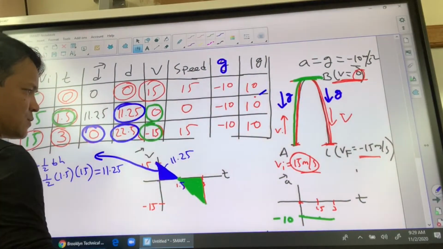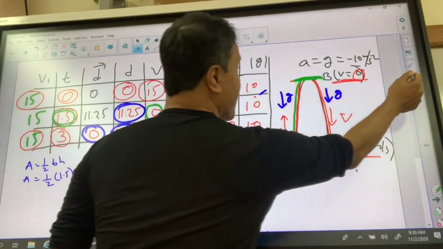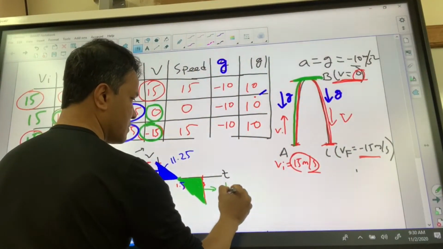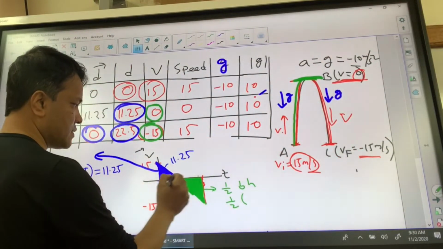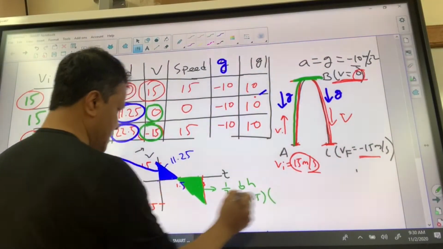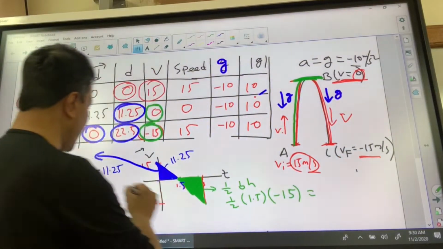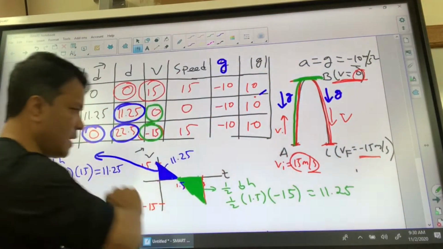Now we're going to calculate this one. I'm going to use, of course, green. So half BH. B is the base, which here is 1.5. And H is the height. The height is negative 15. So it's negative 11.25. Okay? All right.